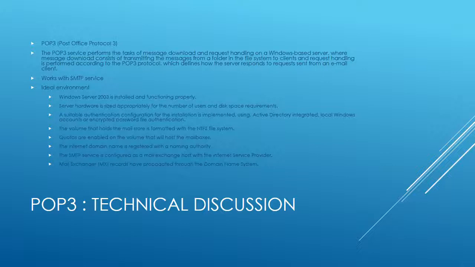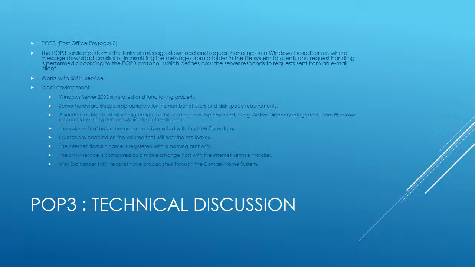Windows Server 2003 is installed and is functioning properly. The server hardware is sized appropriately for the number of users and disk space requirements. A suitable authentication configuration for the installation is implemented using Active Directory integrated, local Windows account, or encrypted password file authentication. The volume that holds the mail store is formatted with the NTFS file system. Quotas are enabled on the volume that will host the mailboxes.